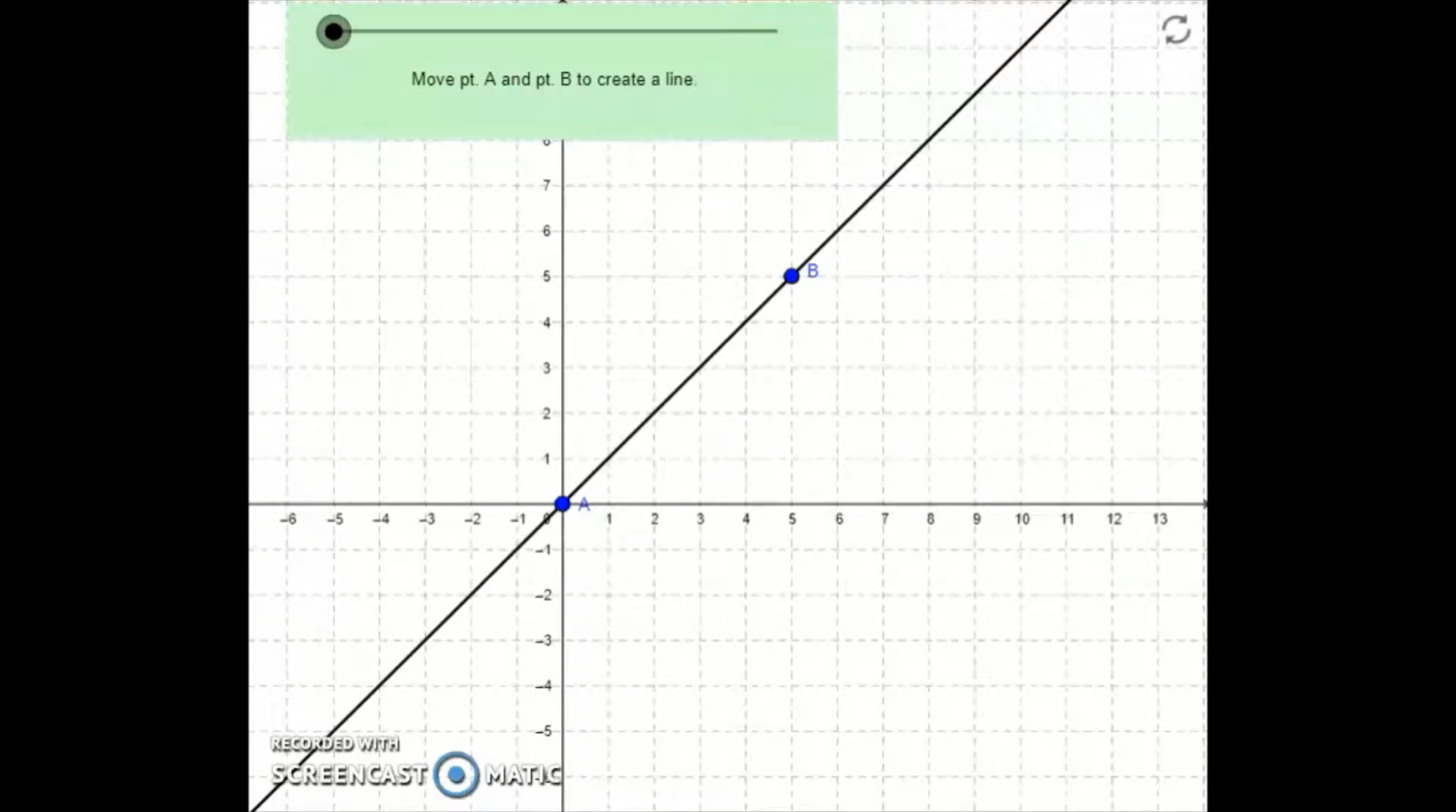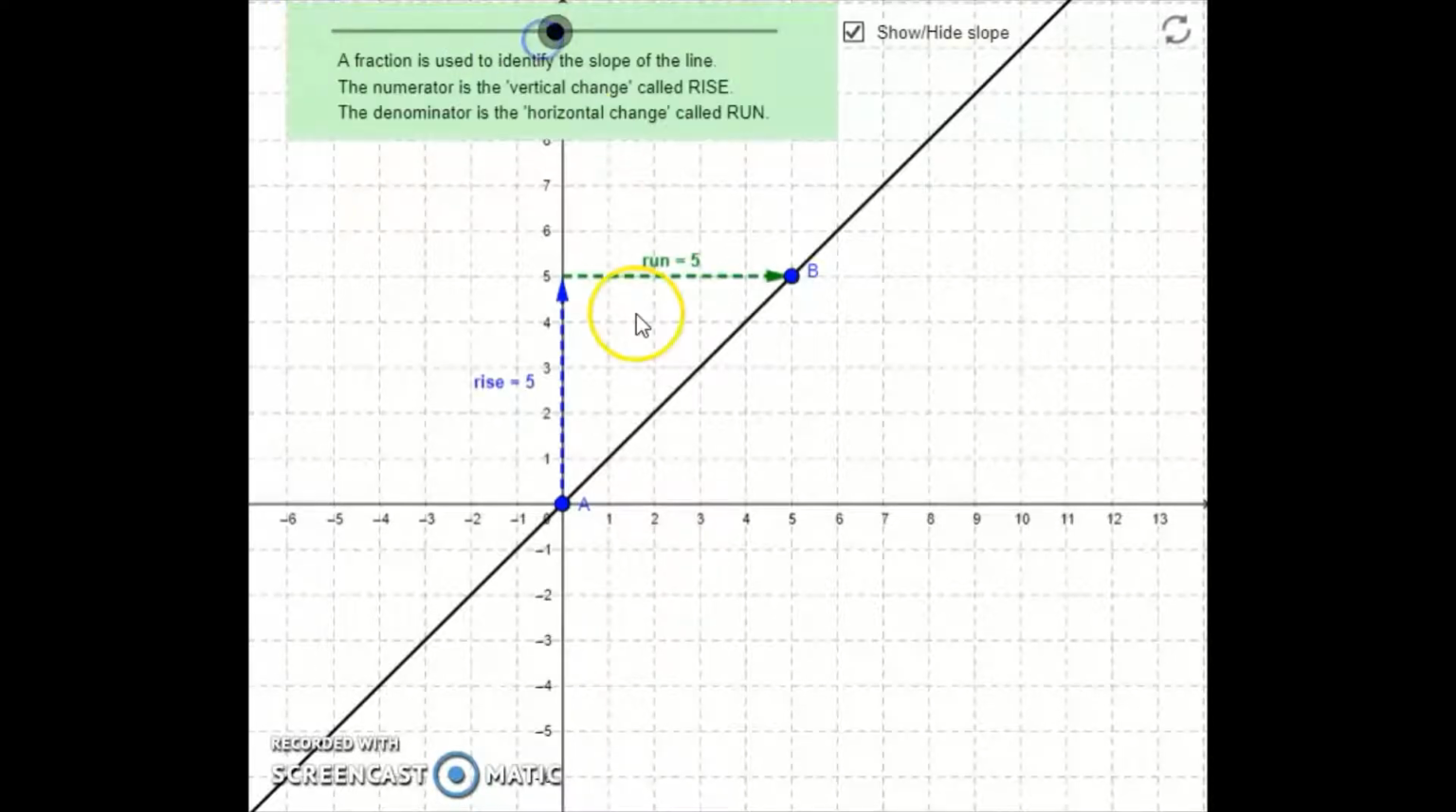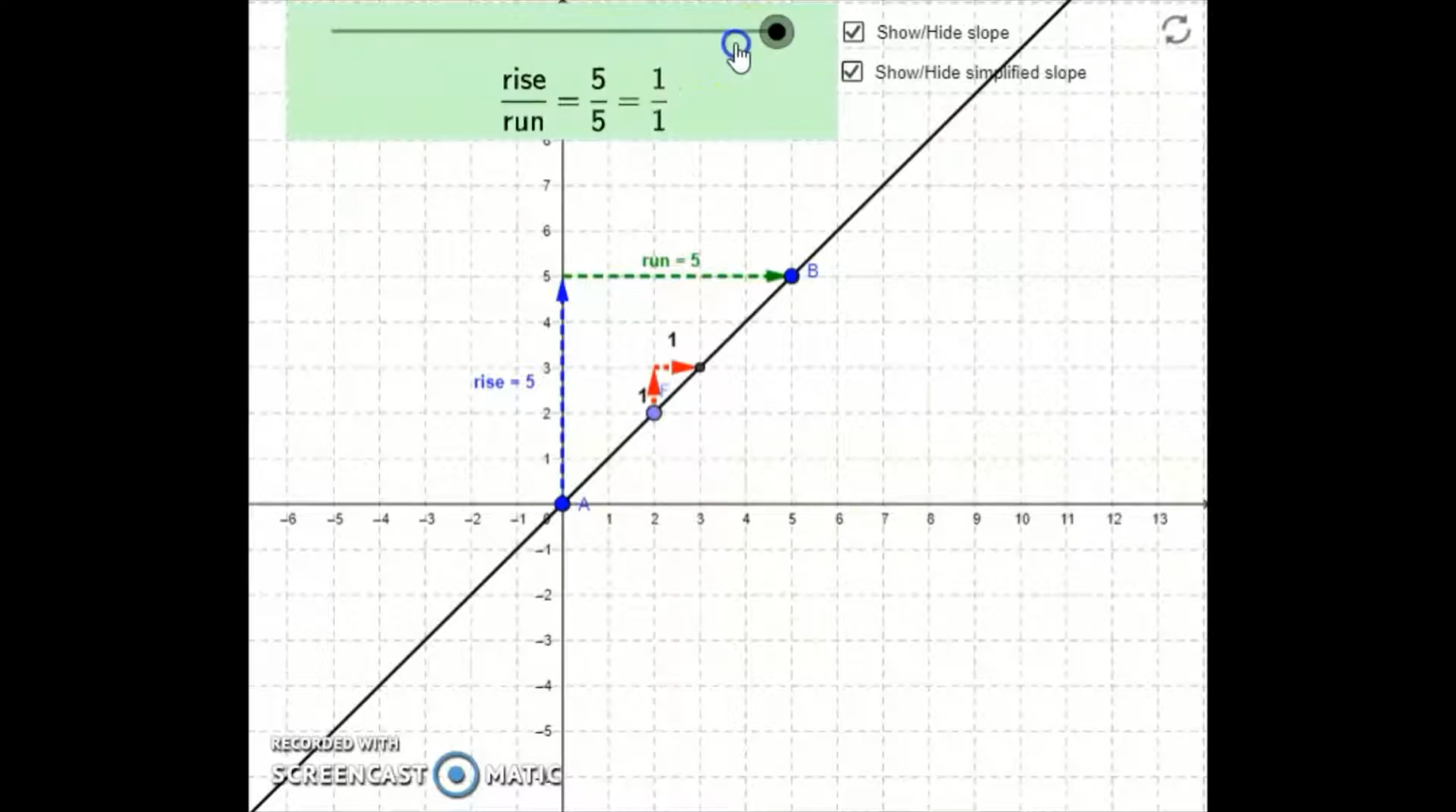So if I'm asked to measure the slope of this line on an XY graph, then I need to measure the rise and the run. Here, between A and B, I have a rise of 5 and a run of 5, and that means that the slope will be 5 divided by 5 is 1. I can also think about the slope as being how far up I go if I go along 1, and we can see this here.